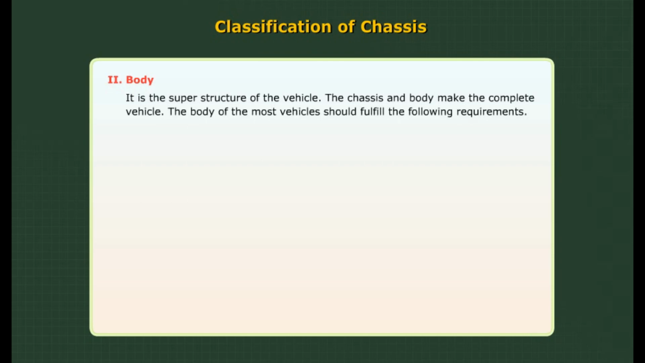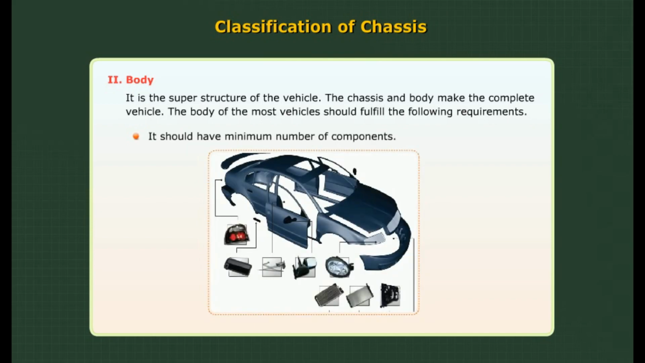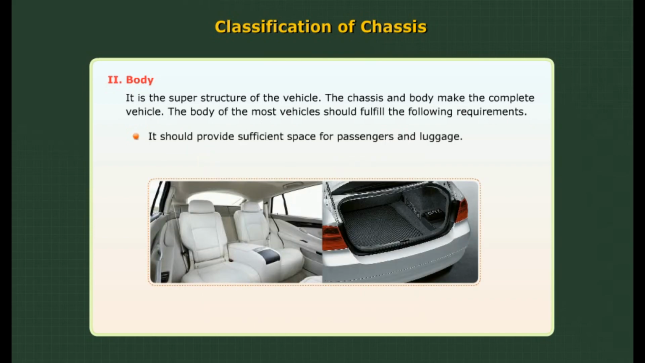2. Body. It is the superstructure of the vehicle. The chassis and body make the complete vehicle. The body of most vehicles should fulfill the following requirements. The body should be light. It should have minimum number of components.